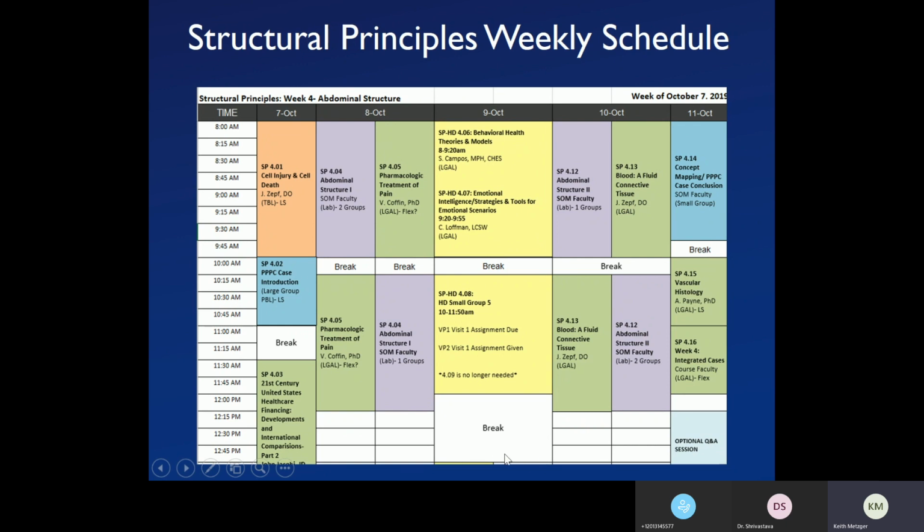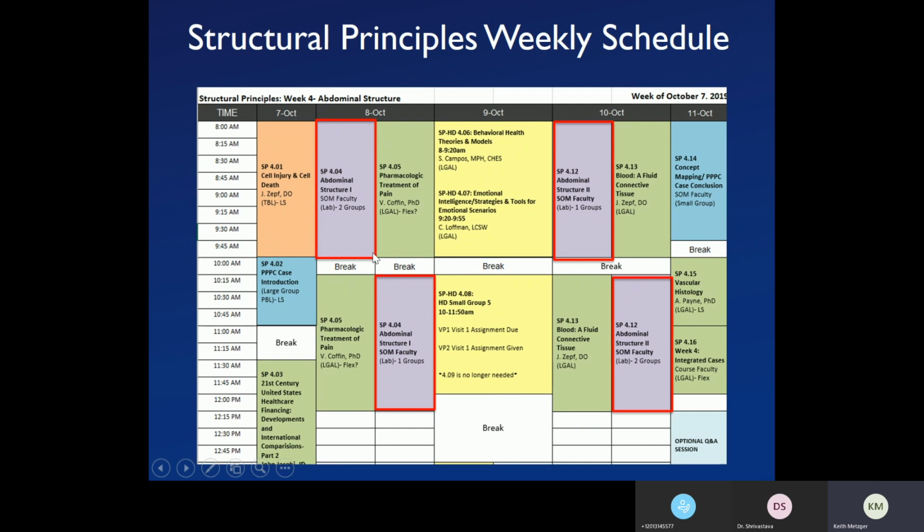In structural principles, we tie in the physical exam with the regional anatomy that the students are learning. So in this week on abdominal structure, they'll do the abdominal exam, and it's not the only time that they'll see it, but it's the first time. So here are the labs, and right now we have about 96 students.